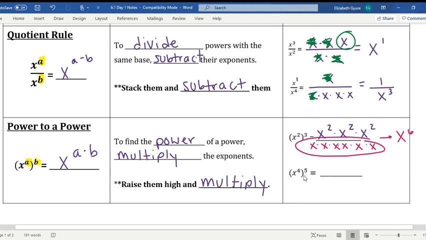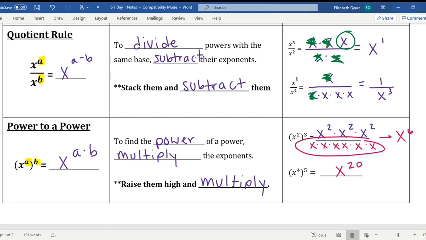Any ideas what I would do with the 4 and the 5? You could, but that takes a really long time. Here, we're just going to use our quick rule to find the power of a power: multiply the exponents. So all we're going to do is take 4 times 5, which is 20, and you would get x to the 20.